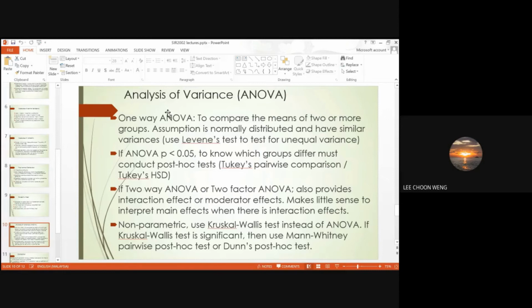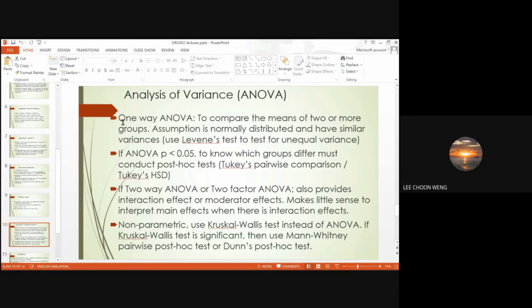So if your one-way ANOVA is significant, you carry out Tukey's test. If you have more than one factor, two-factor ANOVA or two-way ANOVA, sometimes there is interaction or moderator effects between the two factors. If the interaction effect or moderator effect is significant, then usually you do not make any interpretation about the two factors because the interaction between the two factors is already affecting your results.